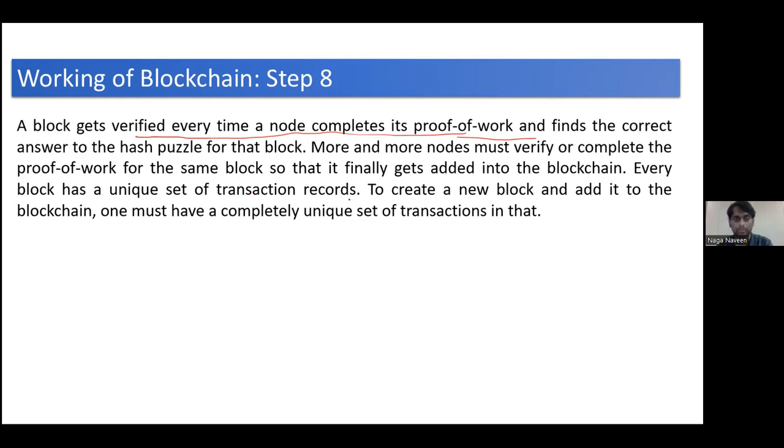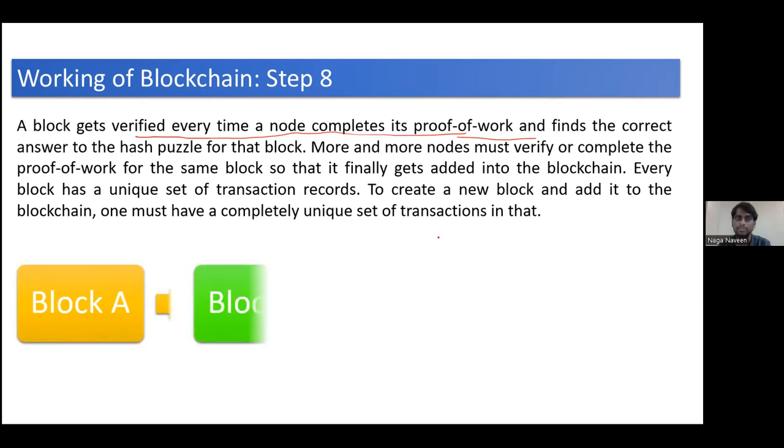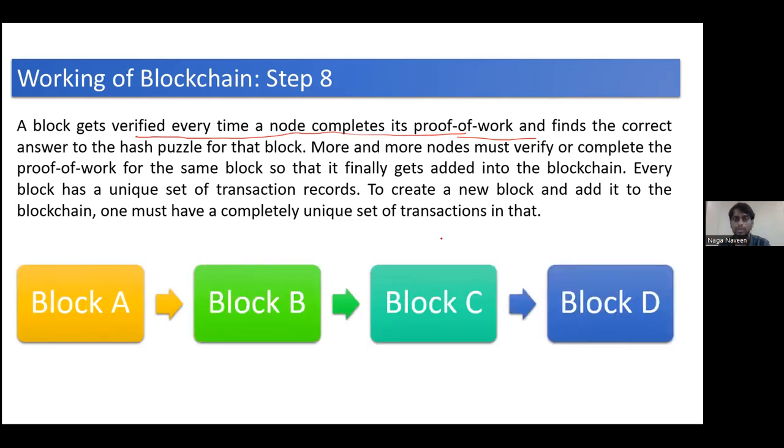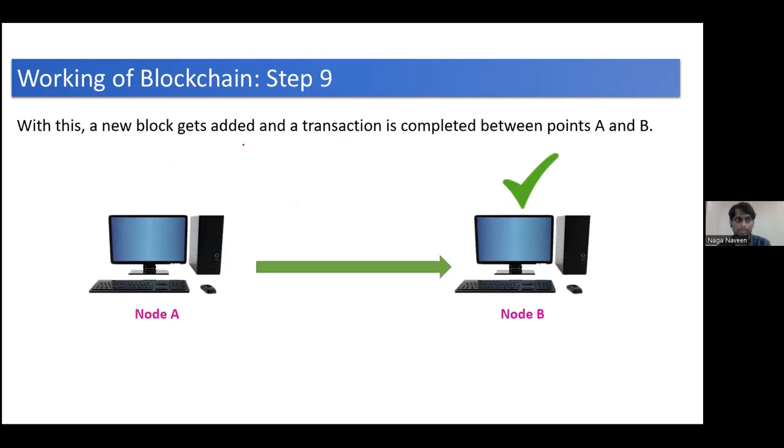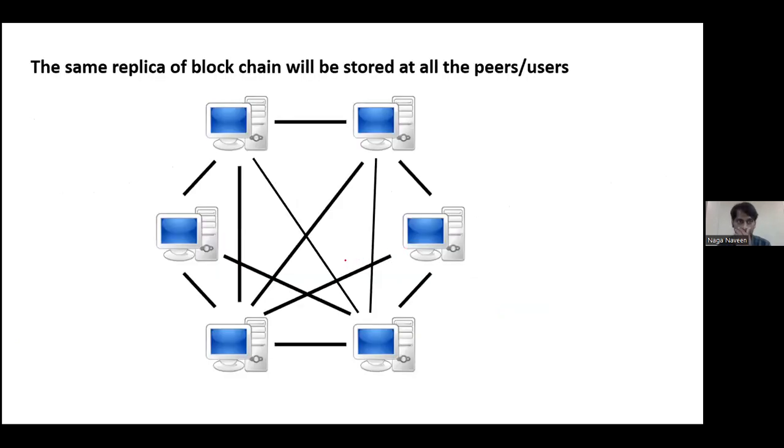Every block has a unique set of transaction records. To create a new block and add it to the blockchain, one must have a completely unique set of transactions in there. So this is how blocks will be added to the blockchain and how a block is formed. With this, the new block gets added and the transaction is completed between points A and B. So let me summarize all the things I have told till now.